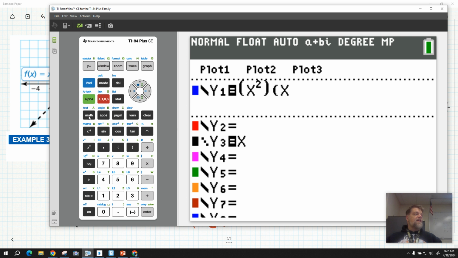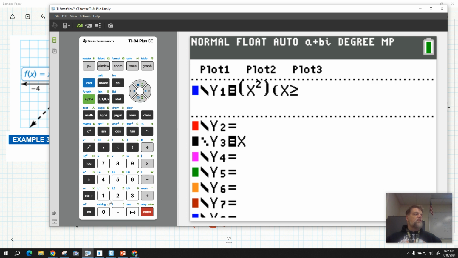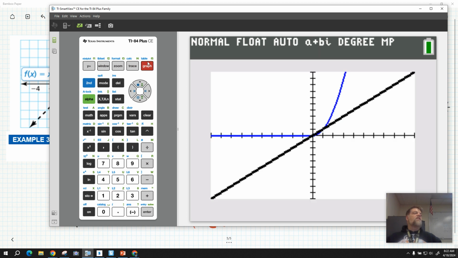And then you go to math. And see the word above math where it says test? I'm going to hit second test. And remember we said x had to be greater than or equal to 0. So I'm going to put that in there. And then I'm going to put in 0. And then I'm going to hit graph, and I hope that I did it right, because that should just, yep. Oh, it doesn't do it, though. It does, but it doesn't.